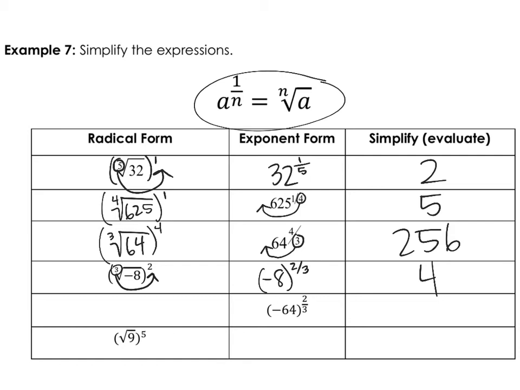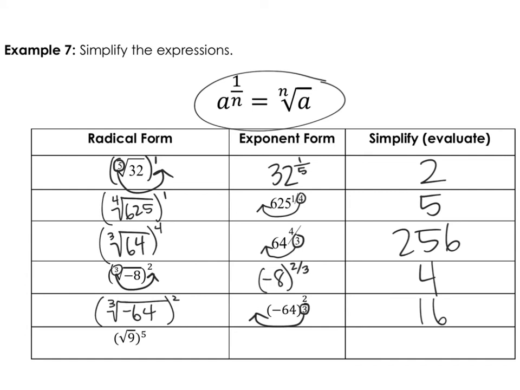Okay, let's try this next one. We are going to move that bottom of our fraction over to become the radical. So it's a cube root of that negative 64. And that whole thing is still to the 2nd power. So if I type this into my calculator, I'm going to use the exponent form, so parentheses of negative 64 to the exponent of 2 over 3 is going to give me a positive 16.